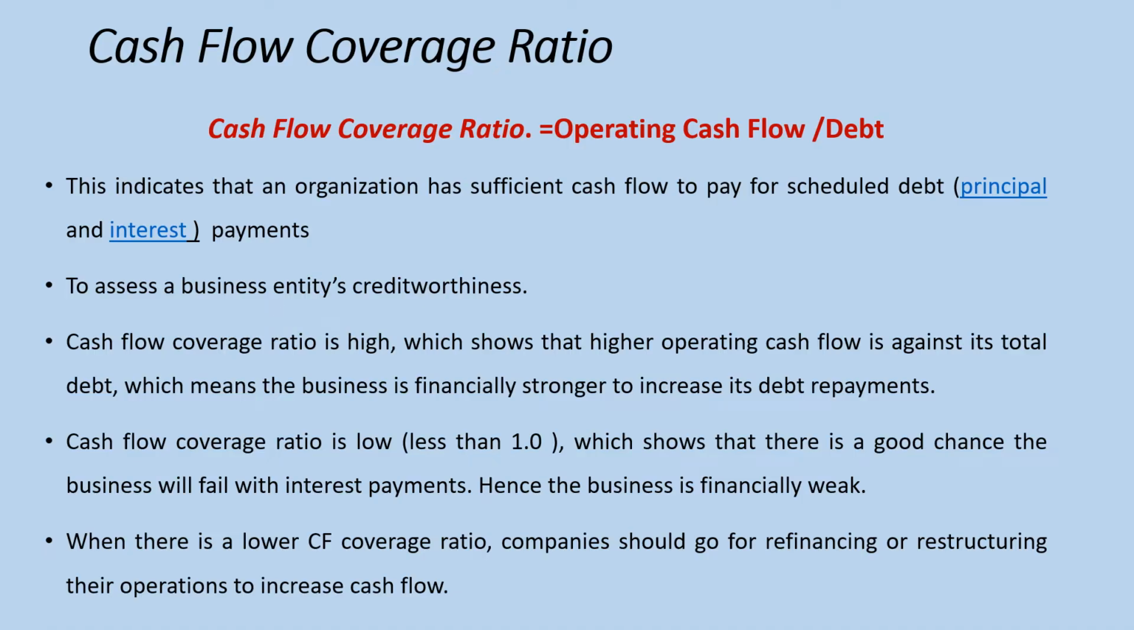This generally means that if they go for expansion plans, they have to stop until the cash flow coverage is improved. When there is a lower cash flow coverage ratio, companies should go for refinancing or restructuring their operations to increase their cash flow.